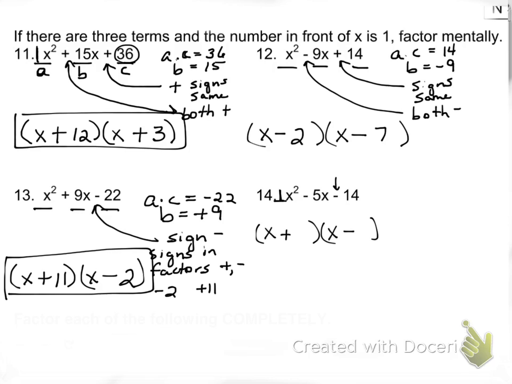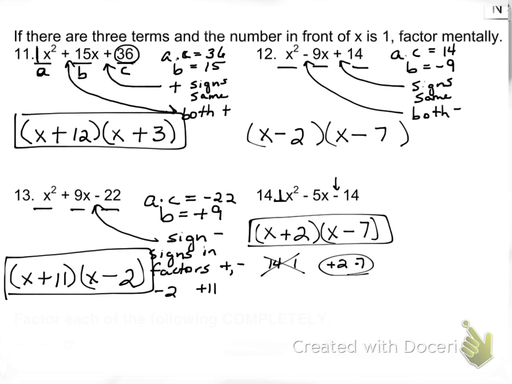Okay, two numbers that multiply to be negative 14. We have 14 and 1 and 2 and 7. Those are our two options. Which ones add to be negative 5? Well, if I have a negative 7 and a positive 2, that's going to multiply to be negative 14 and add to be negative 5. So then you put those numbers in your factors and you are finished.